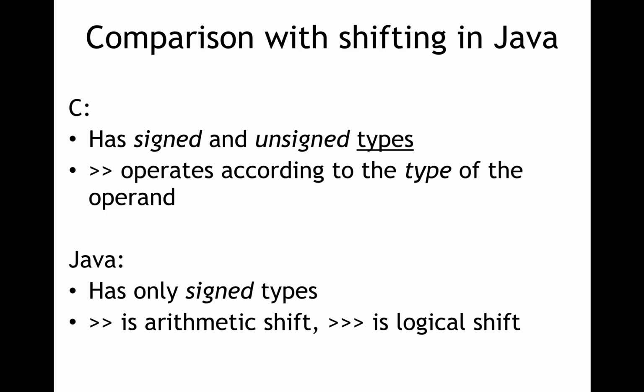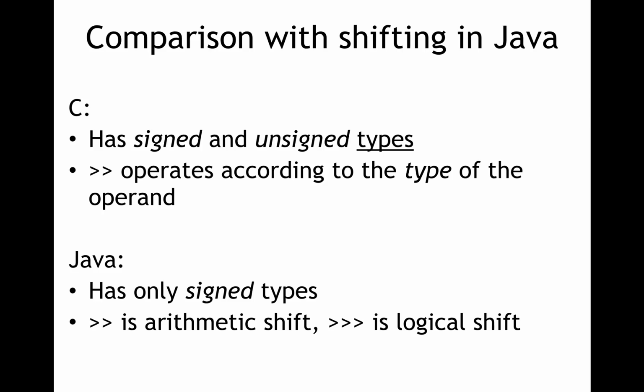Okay, so here's a comparison between Java and C. For the C program, it automatically decides which shift, logical shift or arithmetic shift, based on the type of the operands.